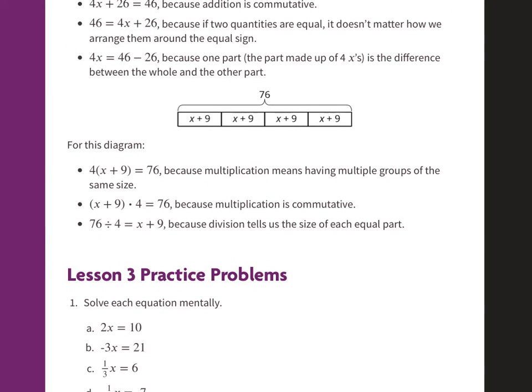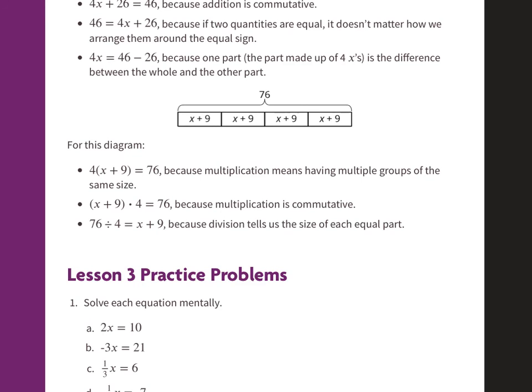Then the second diagram, 76 equals x plus 9 plus x plus 9 plus x plus 9 plus x plus 9. So we have 4 groups of (x plus 9) equals 76. Okay? We can move the 4 on the other side because multiplication is commutative, or we can divide both sides by 4 because division tells us the size of each equal part.